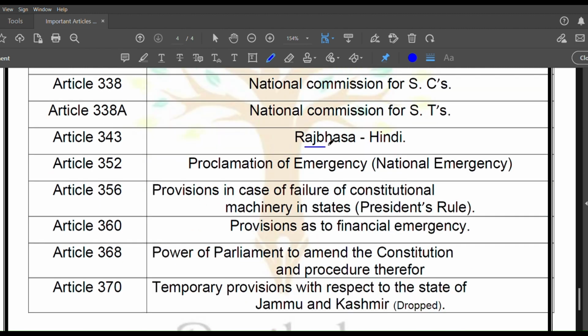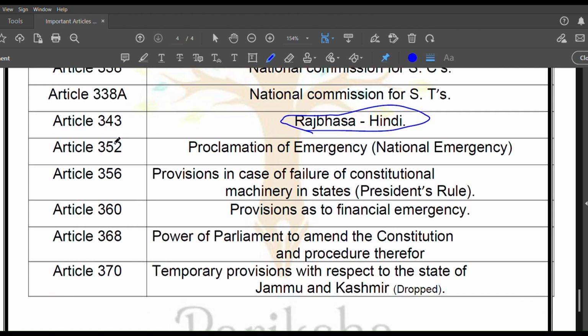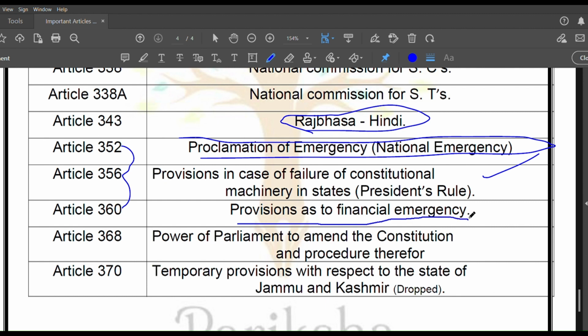Article 343 tells that the Rajya Bhasha is Hindi. In Article 343, it is mentioned that Hindi is the Rajya Bhasha. And Article 352 is the proclamation of national emergency. It is an important article, and you can remember it like this: 352, plus 2 is 354, plus 2 is 356, and plus 4 is 360. So these three talk about emergencies. Article 356 talks about provision in case of failure of constitutional machinery in a state, President's rule. And Article 360 is the provision for financial emergency.